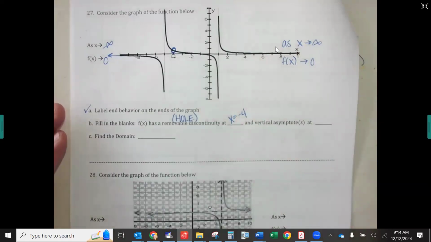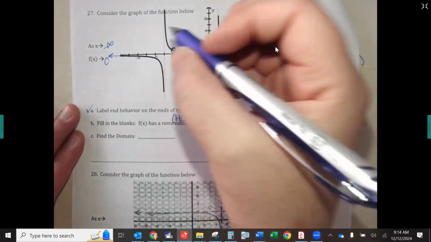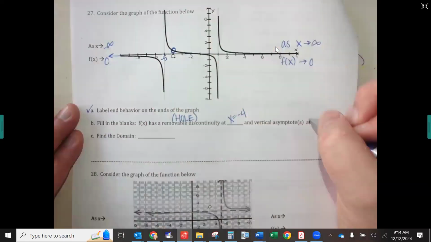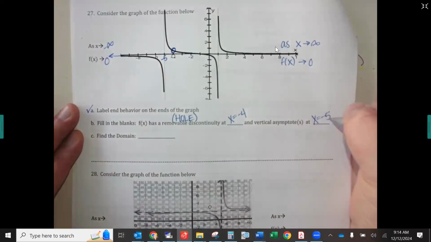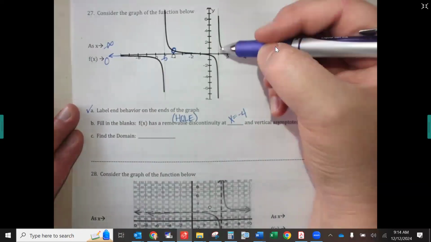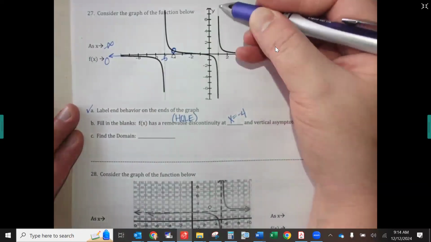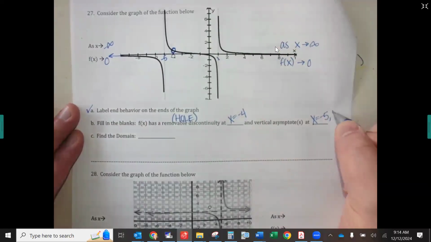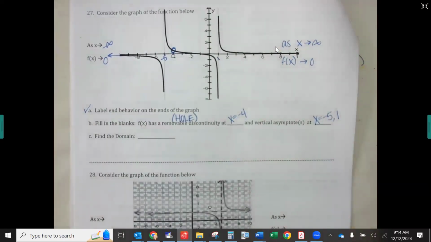And then vertical asymptotes, where do those happen? So this one, if this is -4, this would be -5. And then this one would be where? At 1, very good. Now remember, those are the x's that your graph can't touch. You can't touch the asymptotes, and then you skip over the hole.